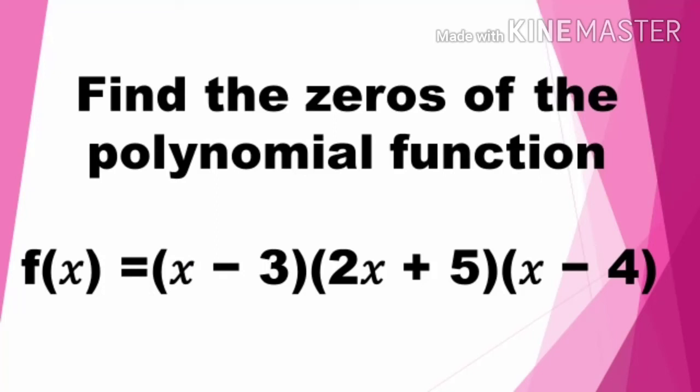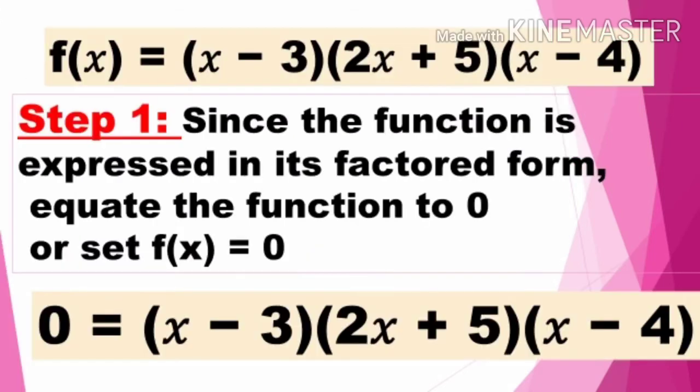Hello everyone! In this video, we are going to find the zeros of a polynomial function in factored form. Let's look at example number 1. We have f of x equals the quantity x minus 3 times the quantity 2x plus 5 times the quantity x minus 4. To find the zeros of this function, we have step number 1.